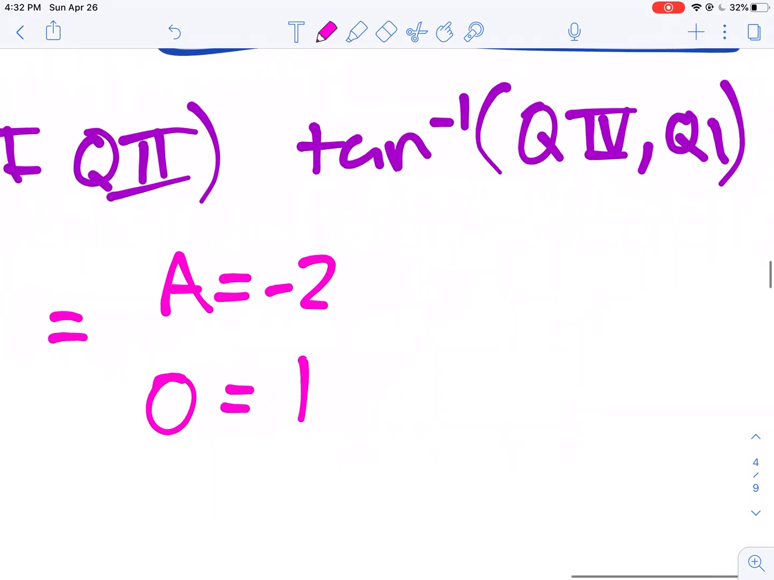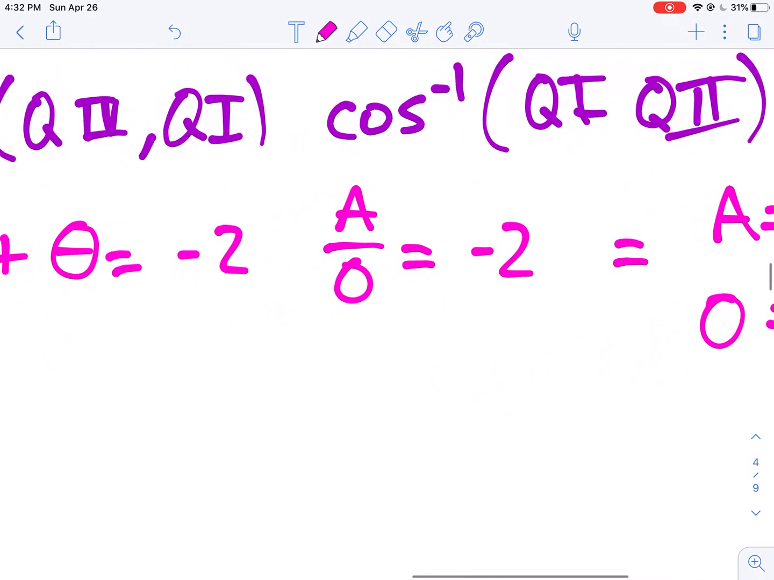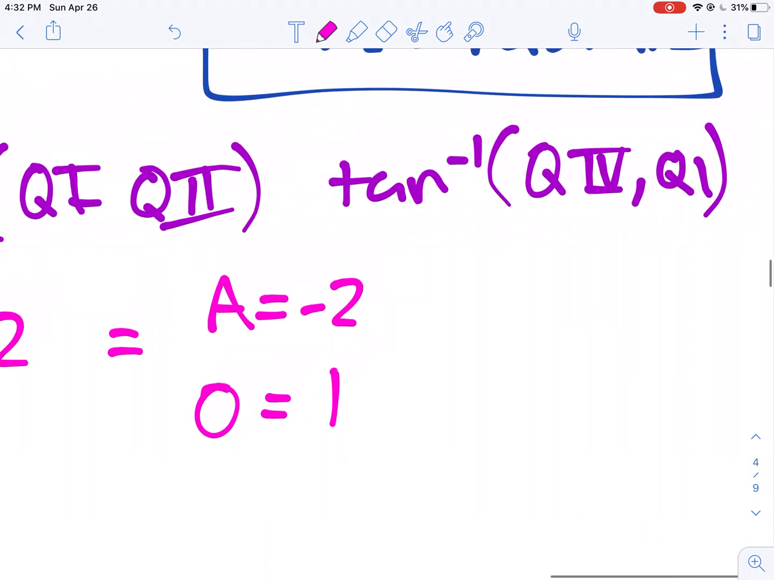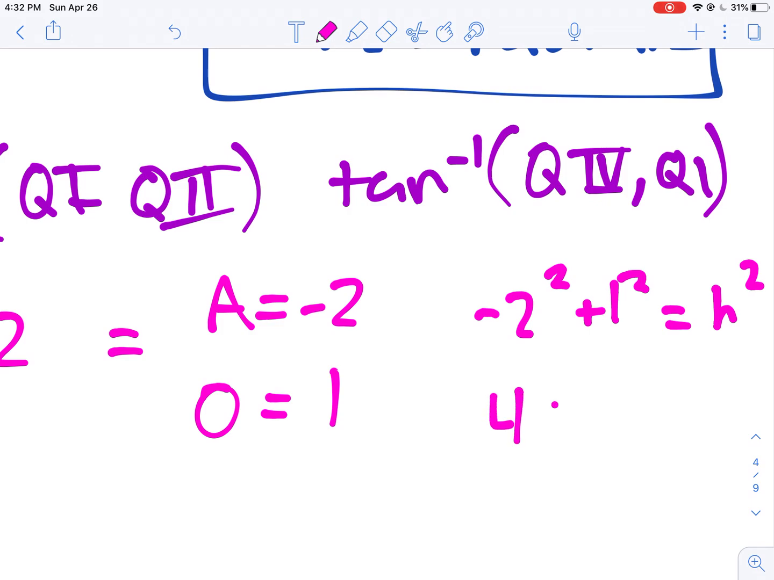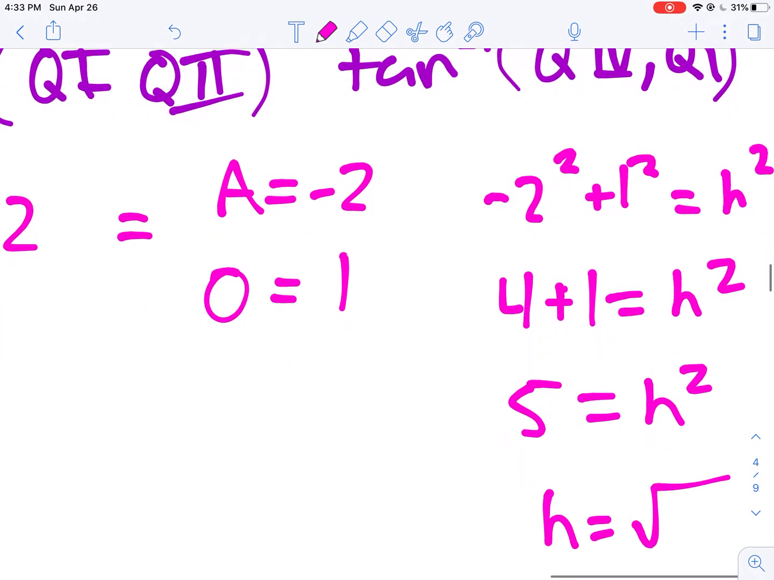So then I just say, all right, I've got an opposite and an adjacent, and I'm going to have to do an inverse cosine. If I need my inverse cosine, what I'm going to need is my adjacent over my hypotenuse. I have my adjacent. What I don't have is my hypotenuse. So I'll go through the process of saying negative 2 squared plus 1 squared is equal to h squared. 4 plus 1 is equal to h squared. 5 is equal to h squared. So then my hypotenuse is equal to the square root of 5. And it's going to be the positive square root of 5 because hypotenuses cannot be negative.